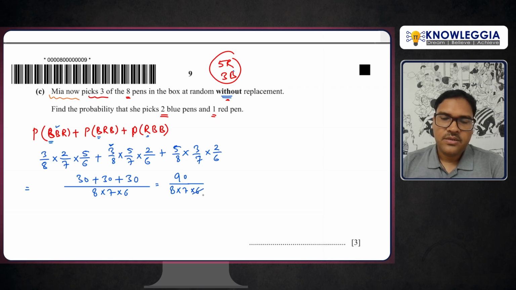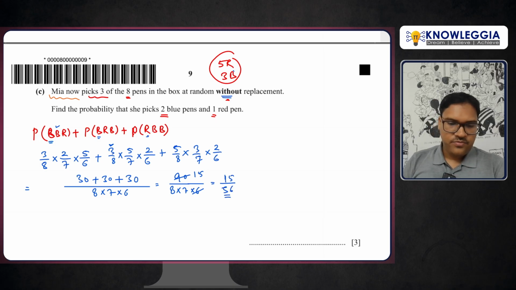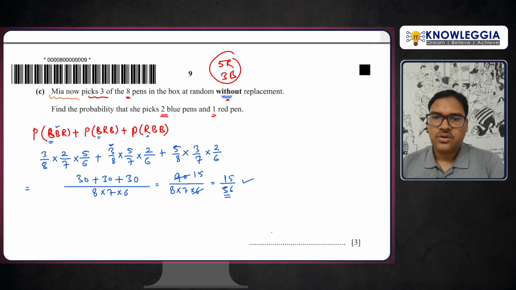So I can cancel, and it is 15 upon 56. So that is the probability. 15 upon 56 is the correct answer. This is how we can solve this question. I hope this is also clear.